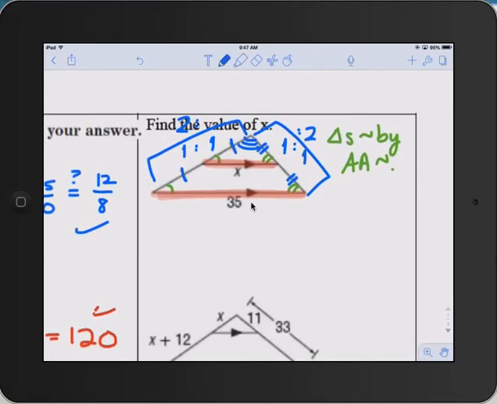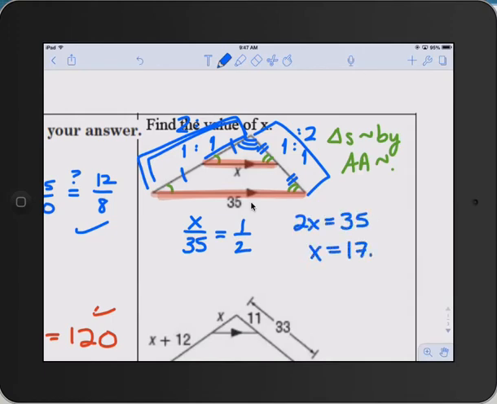So if you were to compare x to 35, well, the little triangle side compared to the corresponding side in the big triangle is going to be 1-to-2. So 2x equals 35. X would be 17.5.